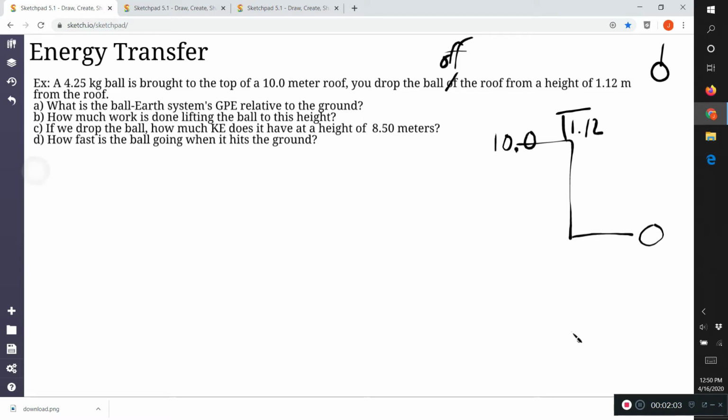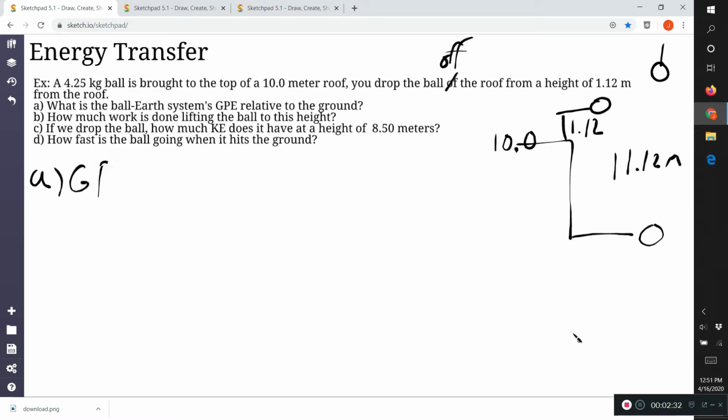So part A. What is the ball-Earth system's gravitational potential energy relative to the ground? If the ball is being released from this height here, then we have to use our total height of 11.12 meters. Now, appropriately, we should round this to 11.1 if that was our final answer using sig figs, but that's not our final answer. What we have here is actually part of our process.